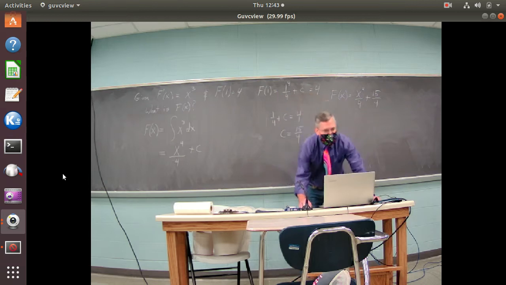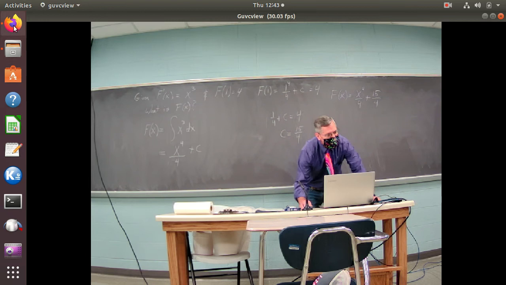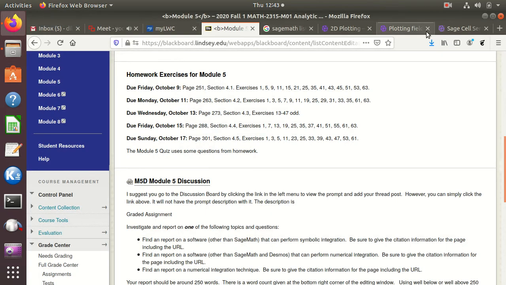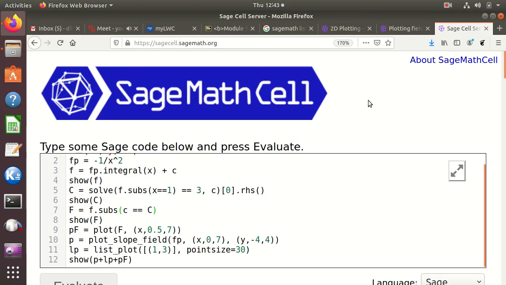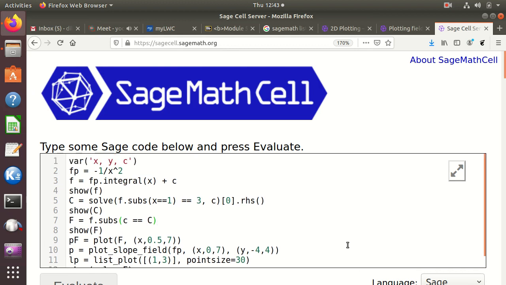Let's take a look at Sage. Okay, now here, I did a video on this. I solved exercise 44. That's actually the one I screwed up. When I solved it, I had x to the negative 2, and when I did the antiderivative the first time, I made it x to the negative 3 instead of x to the negative 1.